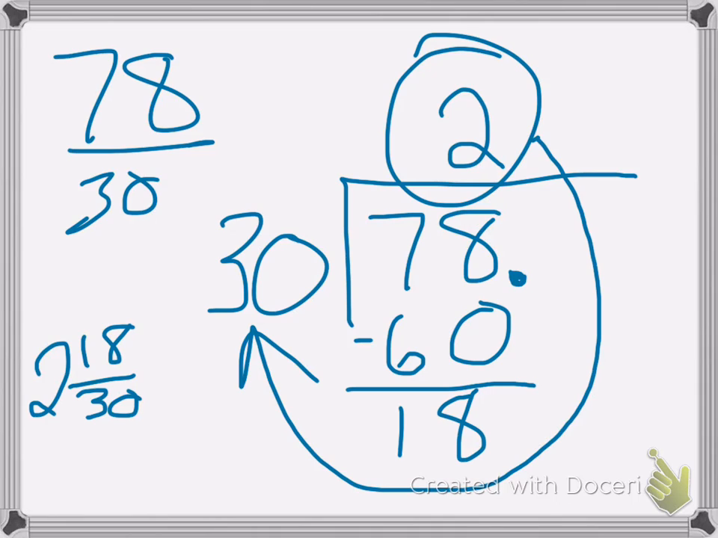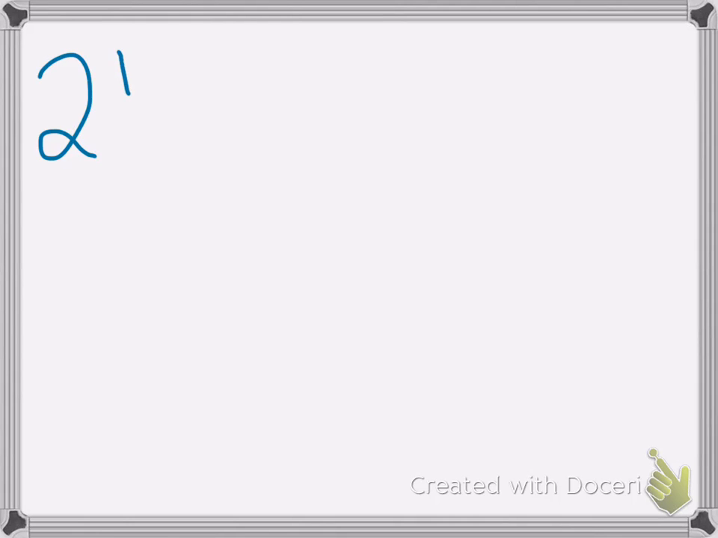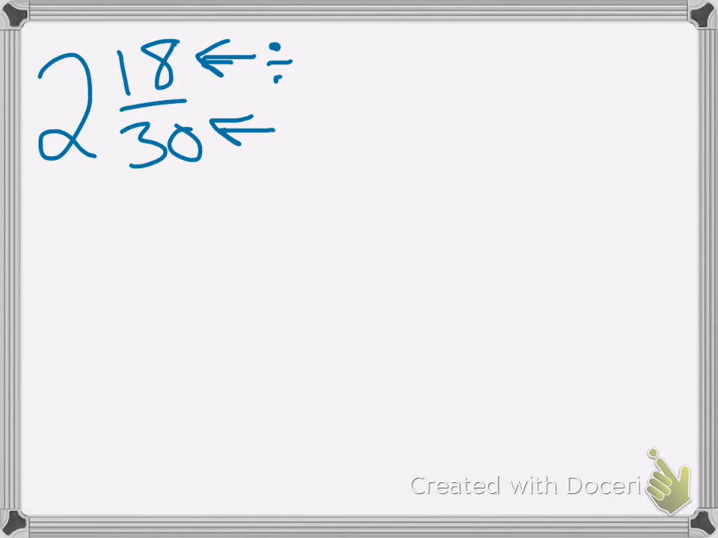But you have to simplify. I'm going to simplify on the next page. 2 and 18/30. Alright, so we know we need to simplify. What can go into 18 and 30? Well, we found that least common denominator, and we said it was 6, right? I also know that 6 can go into 18. So what I'm going to do is divide by 6. Divide by 6, divide by 6. 18 divided by 6 is 3. 30 divided by 6 is 5.